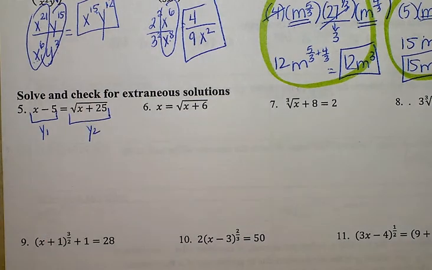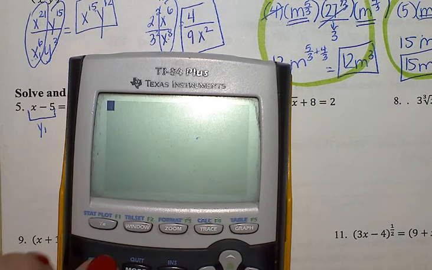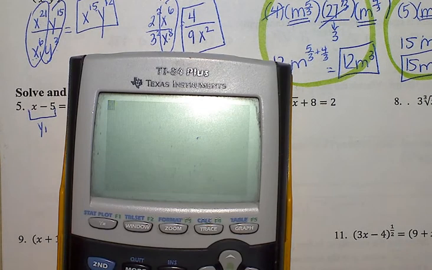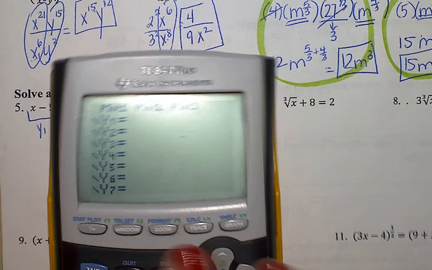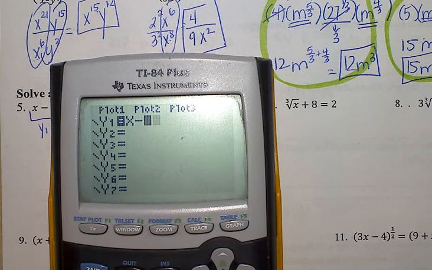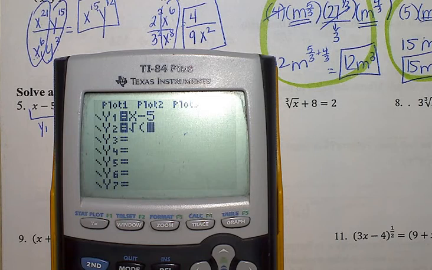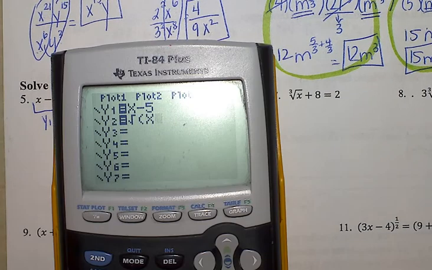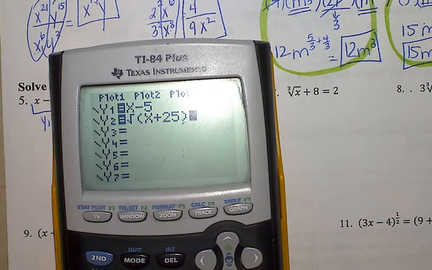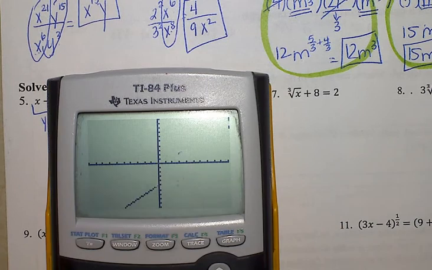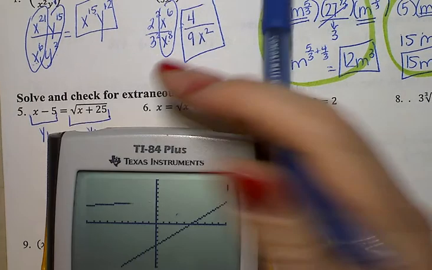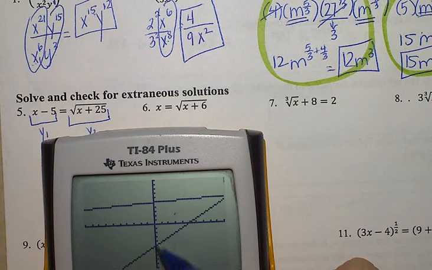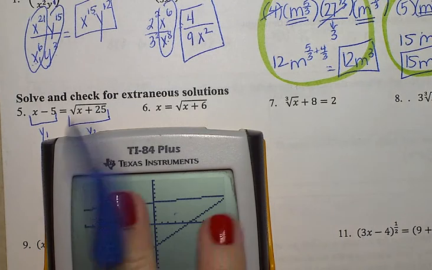So I'm always going to start off by doing second plus 7, 1, 2. Go y equals, the first part is going to be x subtract 5. Your second part is going to be the square root of x plus 25. Okay, I'm going to graph it. So as a reminder, I've taken and I've shifted this linear line down 5, and I've taken the square root and shifted it to the left 25.